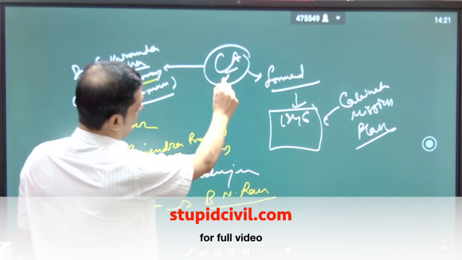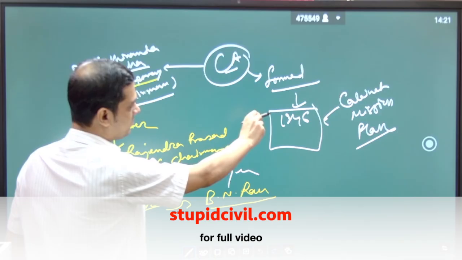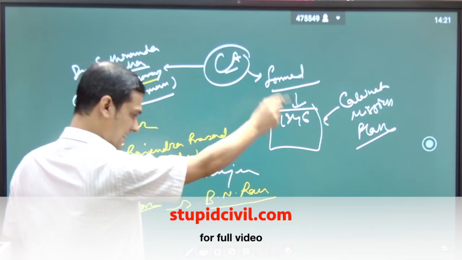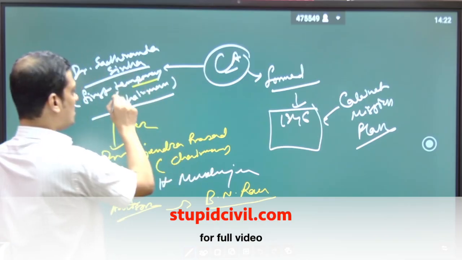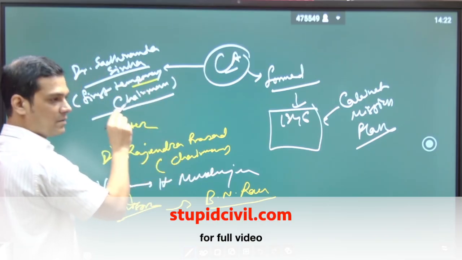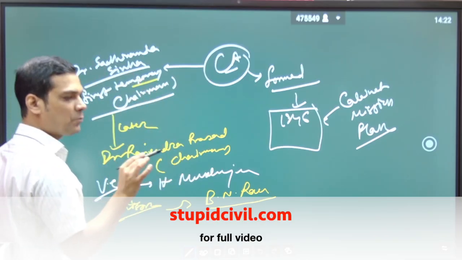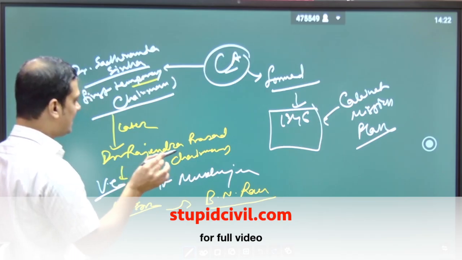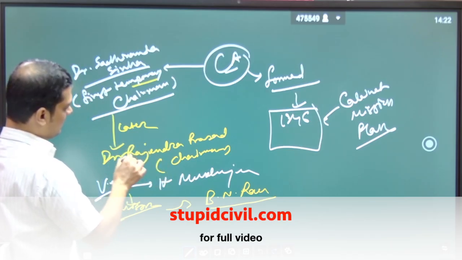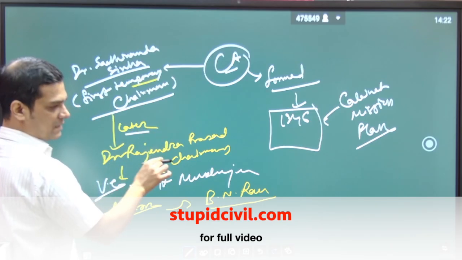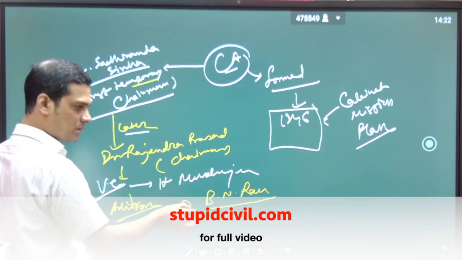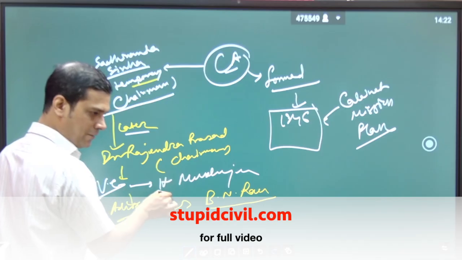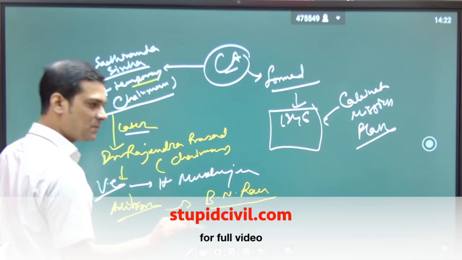Then the Constituent Assembly was formed in 1946. Again, as per the Cabinet Mission Plan, Sachidananda Sinha was the first temporary chairman, temporary, not permanent, again and again I am mentioning. Later, Rajendra Prasad was chairman, vice chairman H. Mukherjee, we would not chase after the name, advisor was B.N. Rao.